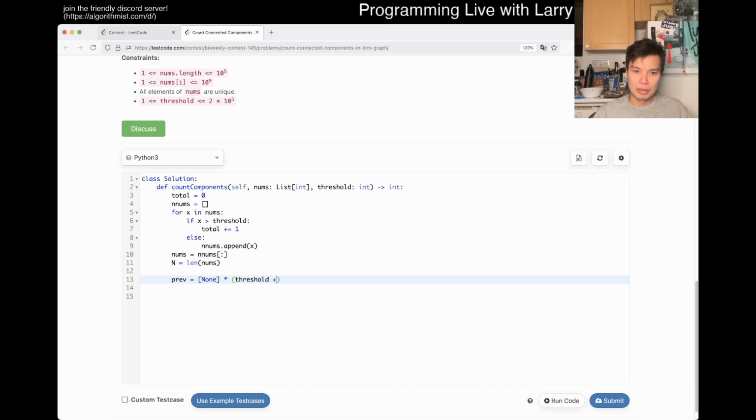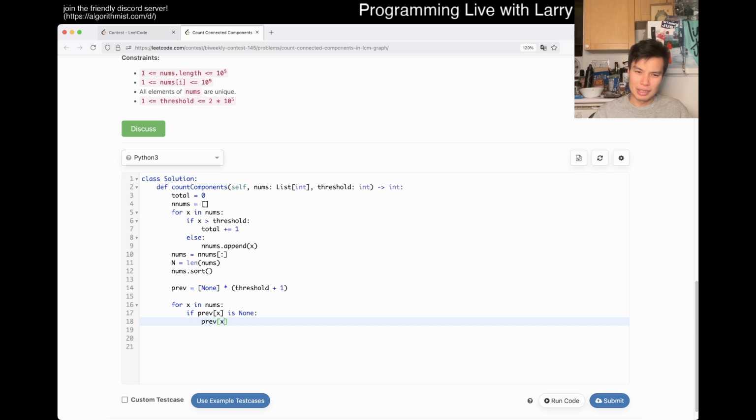Threshold, right? And then now maybe I still want to sort. I think maybe it matters. I don't think it matters that much, but maybe it helps, right? So now for x in nums, and they're all unique anyway, right? If previous of x is none, then previous of x is equal to x. And then while x is less than or equal to threshold, we do something like x increment.